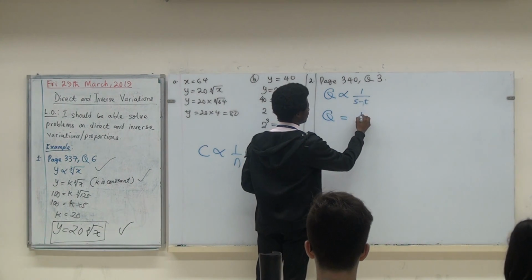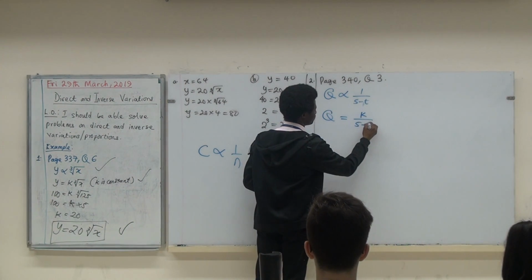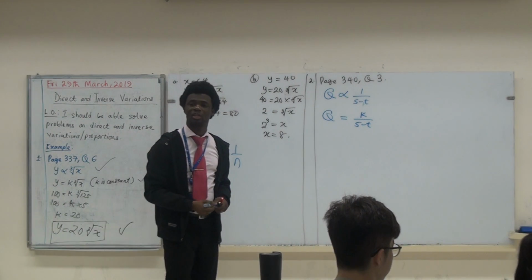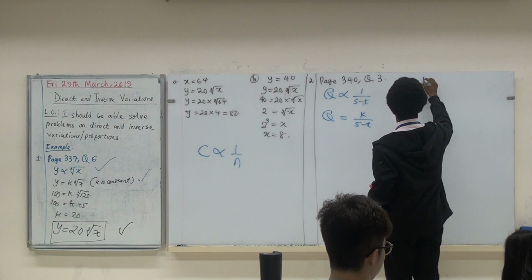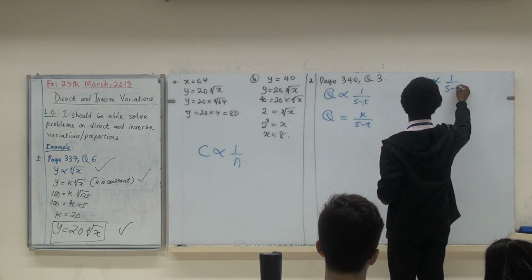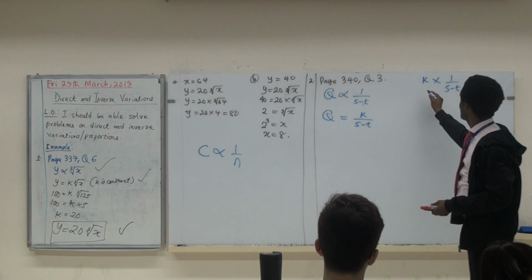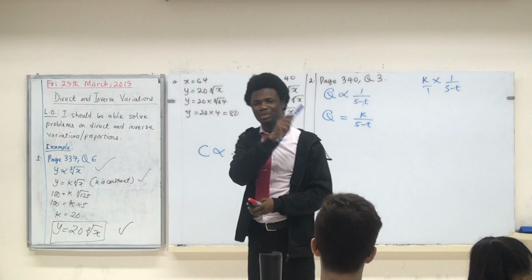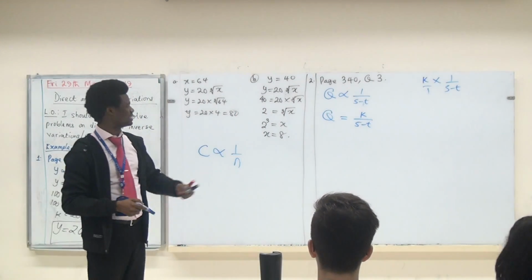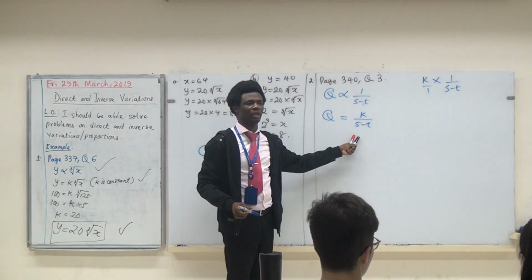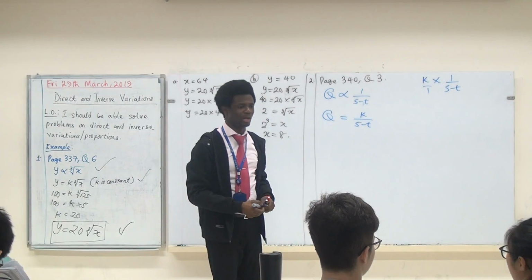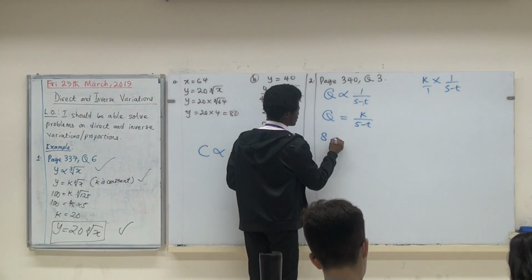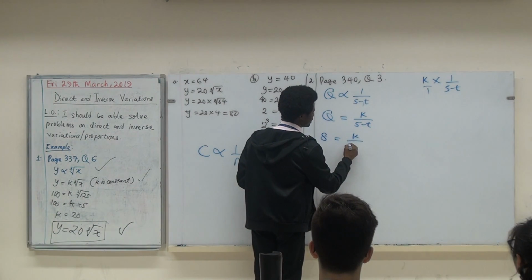Q equals... just write this. 1 is not k. Remember, it's going to be k times 1 over 5 minus t, right? How do you multiply a fraction? So you just put the k at the top. I think most people did it that way except maybe 1 or 2 people. So it's better written this way. Okay? So what are the values of q and k? Do you know? Q is 8, and t equals what?